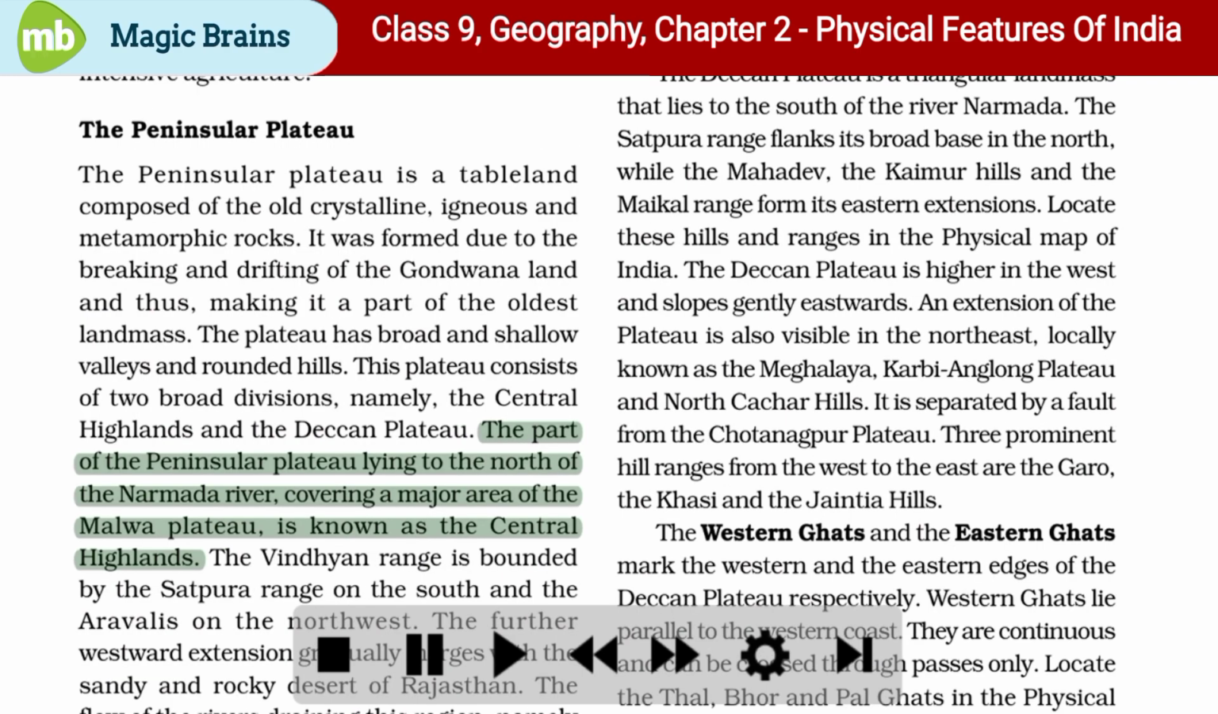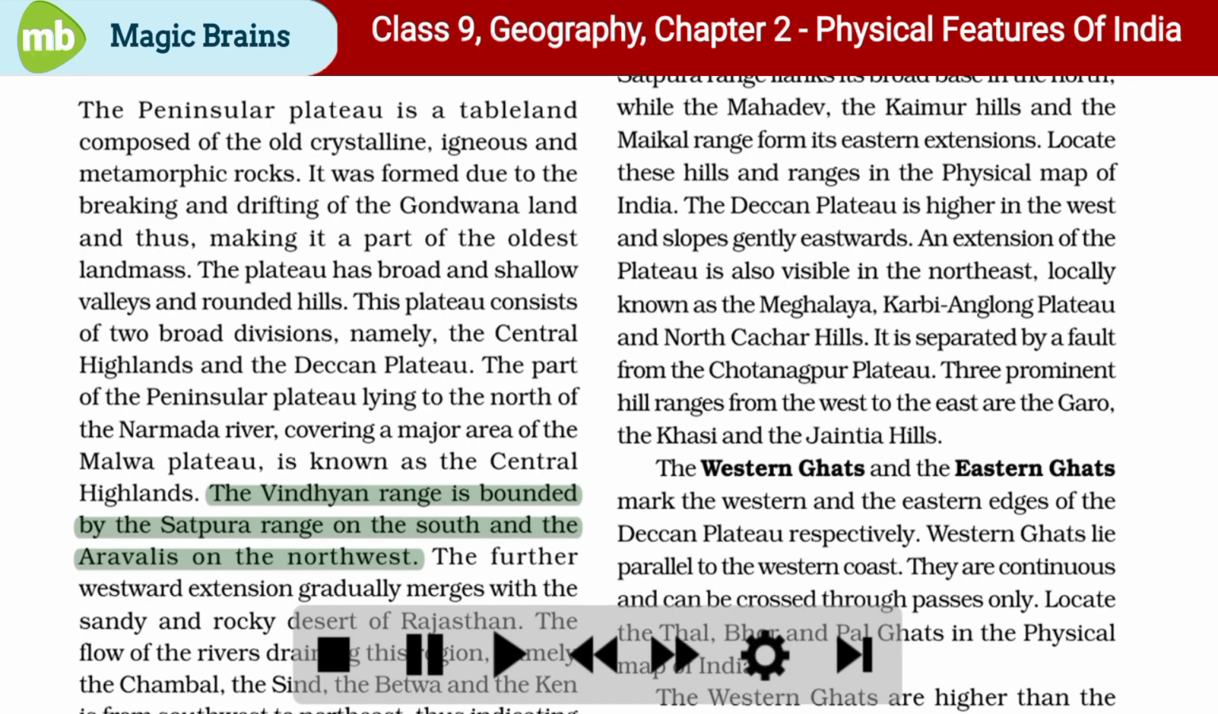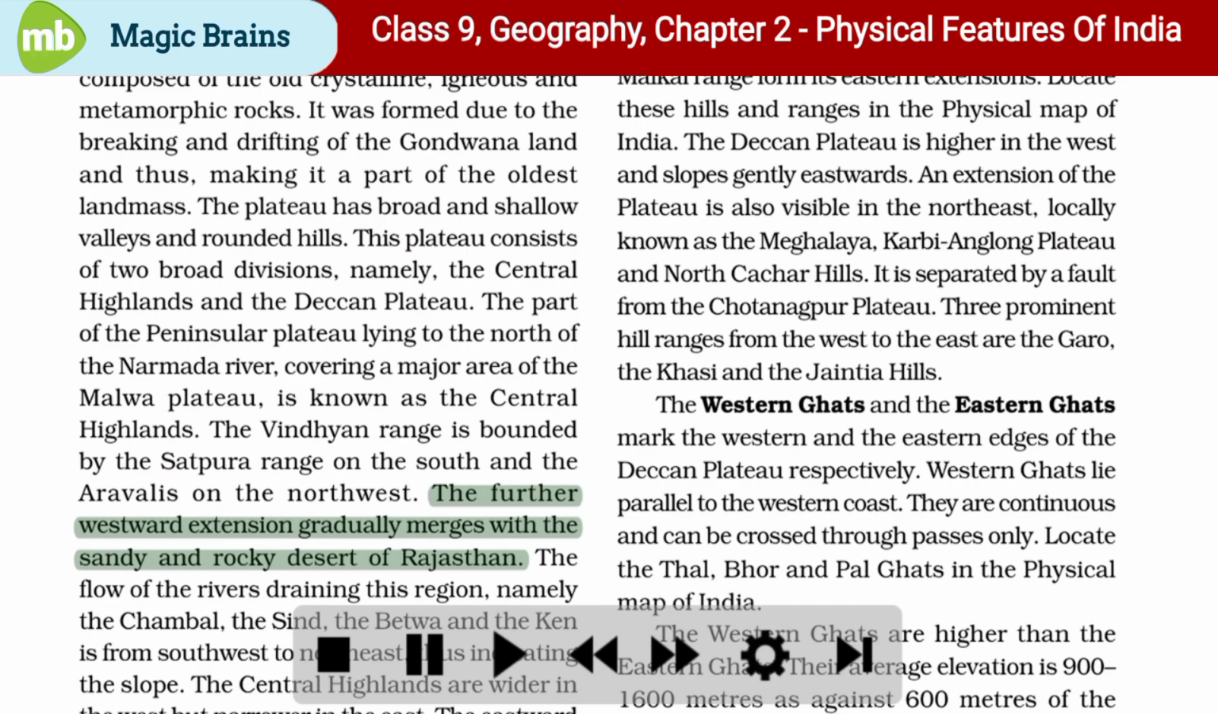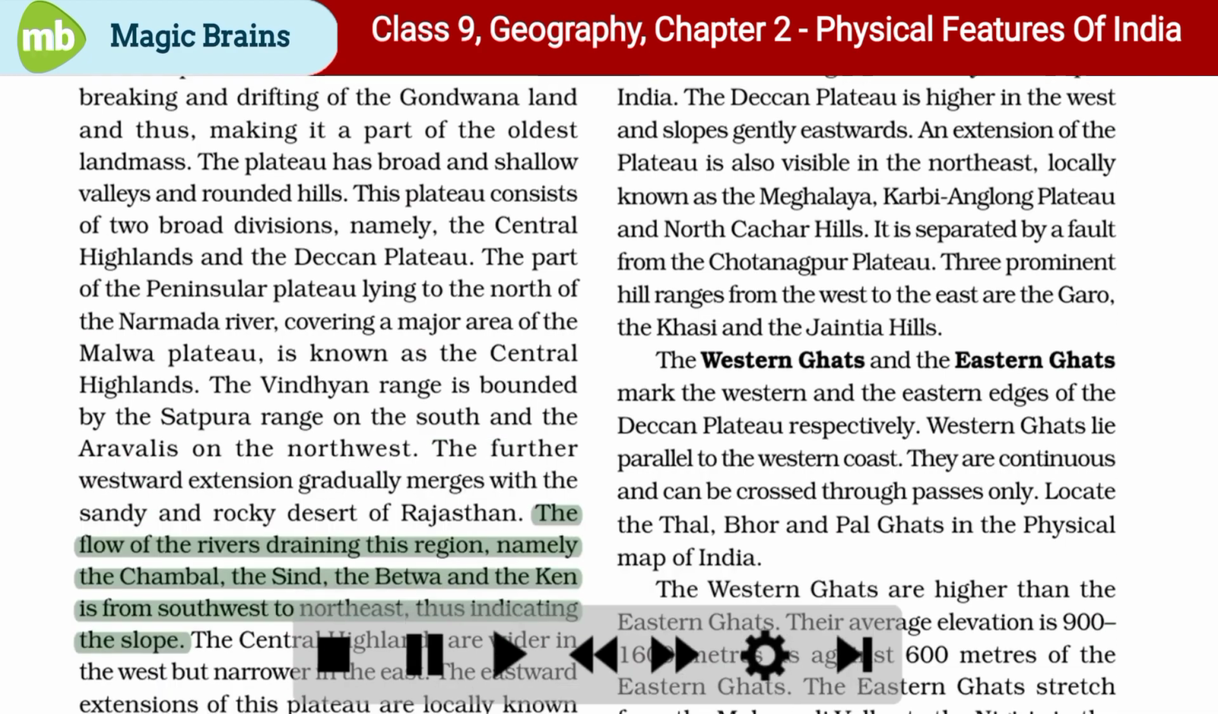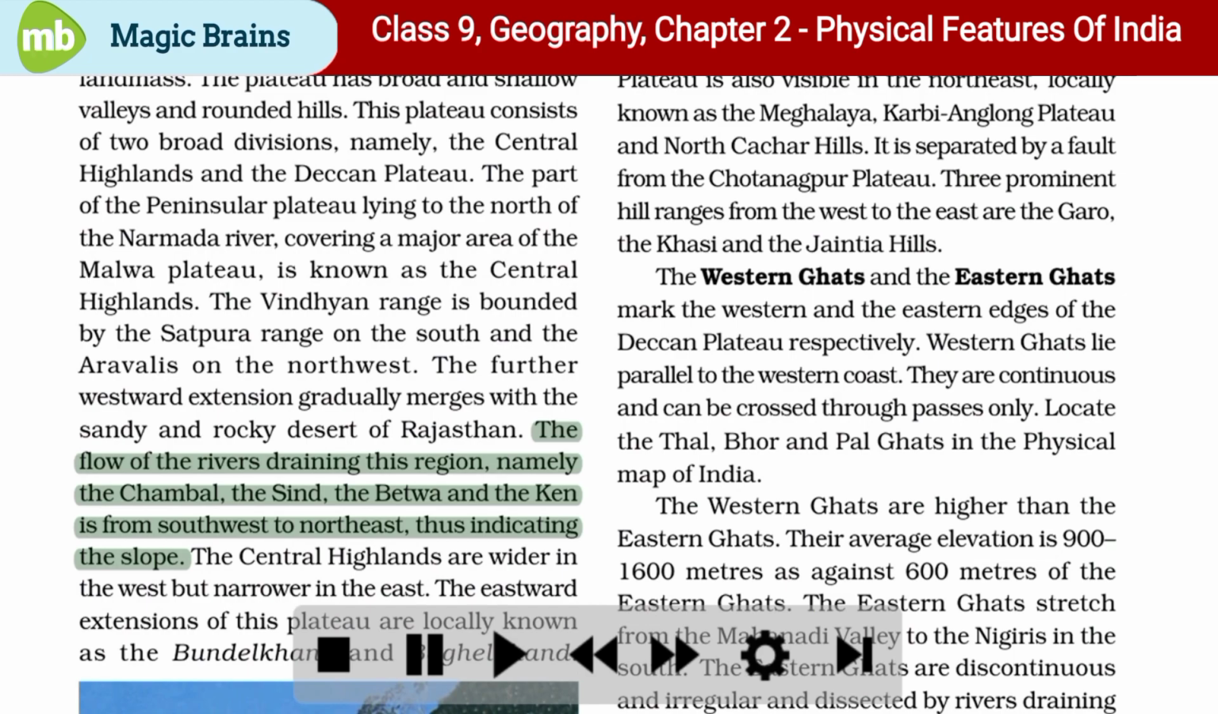The part of the Peninsular Plateau lying to the north of Narmada River, covering a major area of the Malwa Plateau, is known as the Central Highlands. The Vindhyan Range is bounded by the Central Highlands on the south and the Aravallis on the northwest. The further westward extension gradually merges with the sandy and rocky deserts of Rajasthan. The flow of the rivers draining this region, namely the Chambal, the Sindh, the Betwa and Kain, is from southwest to northeast, thus indicating the slope.